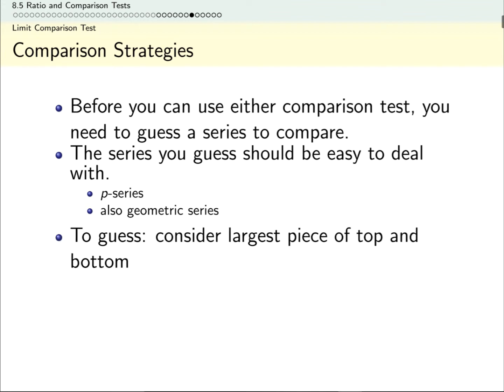Now, how do we choose our p-series or our geometric series? Usually we have some kind of fraction, and it's nice to consider the dominant force behind the numerator and the dominant force behind the denominator, so kind of the largest piece. Constants don't grow. Logarithms do. So for large values of n, logarithms dominate constants, polynomials dominate logarithms, and exponentials dominate polynomials.